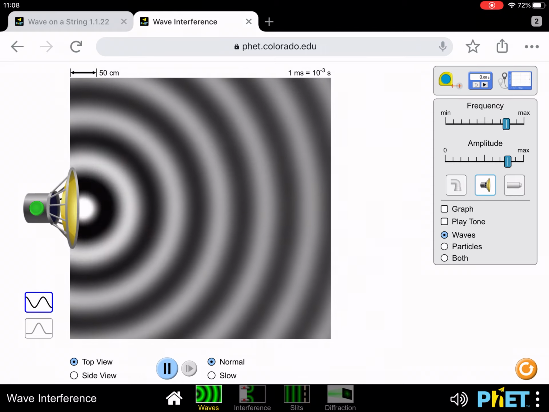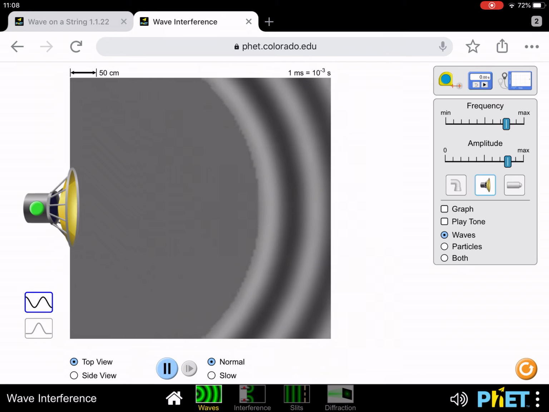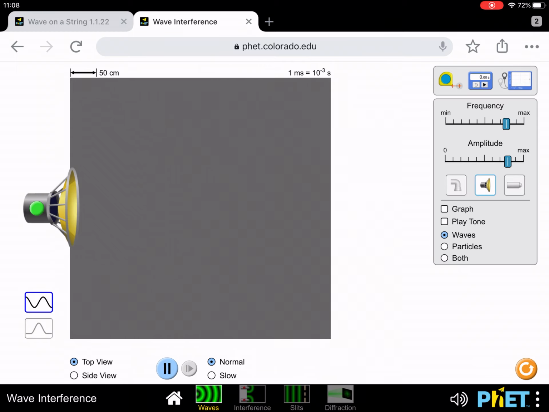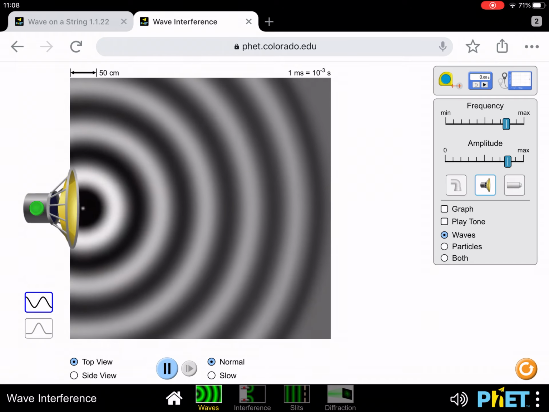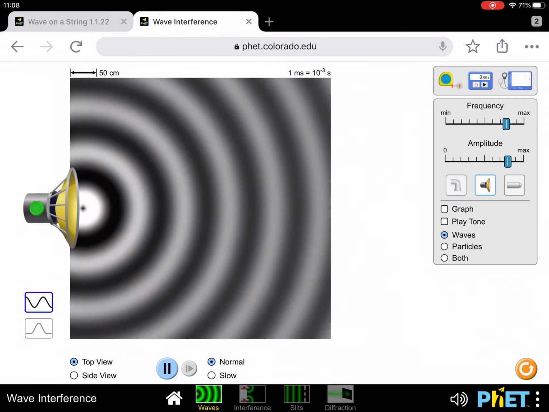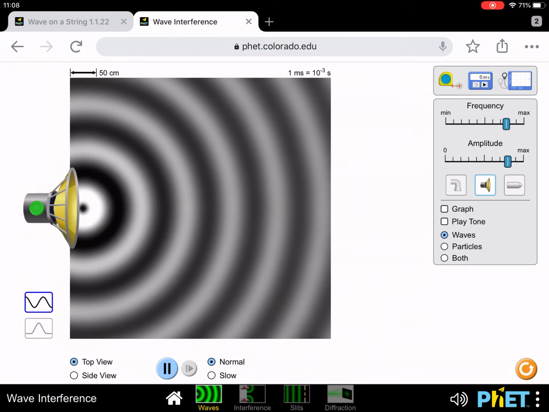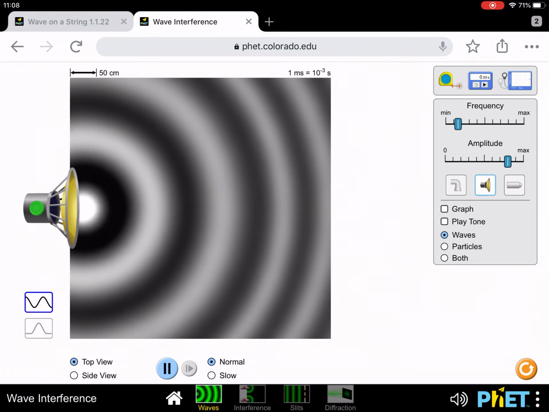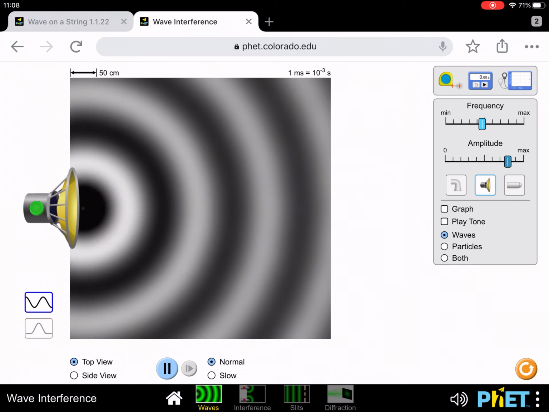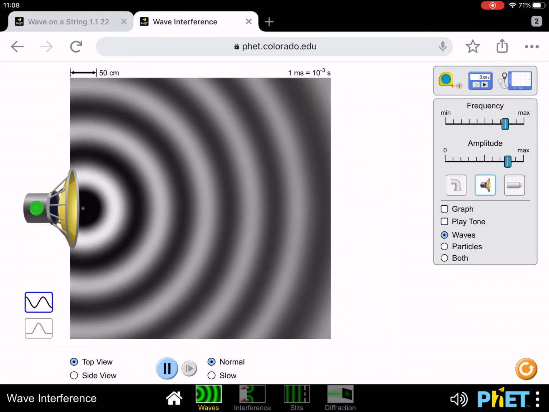If there's no sound, the medium is gray, right? This is atmospheric pressure, and when there is sound, there are rarefactions, which are black, and compressions, which are white. Or maybe vice versa, it doesn't really matter. I will point out here that we can change the frequency, so if we lower the frequency, we can see that the wavelength gets longer. If we increase the frequency, the wavelength gets shorter. That's because the wave speed is staying where it is.